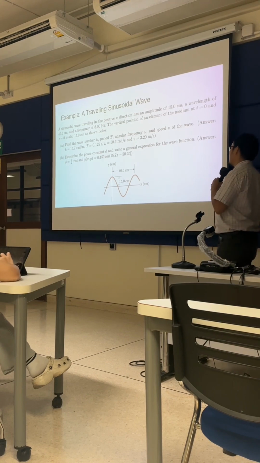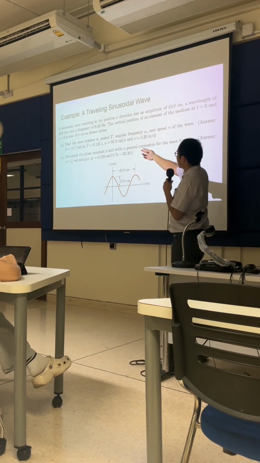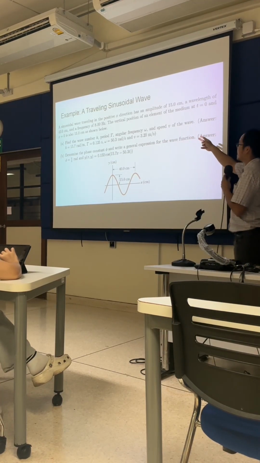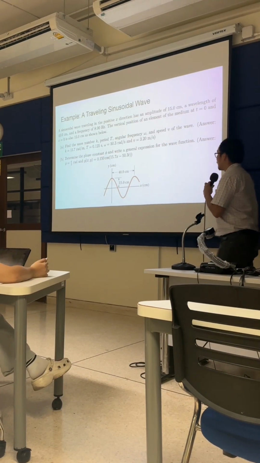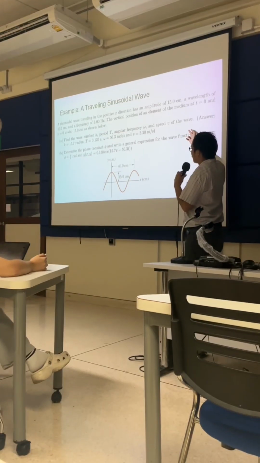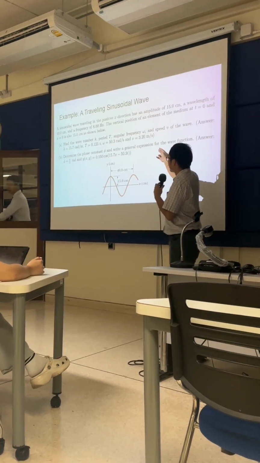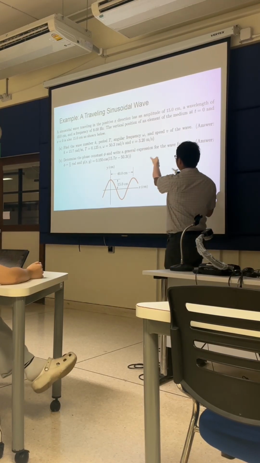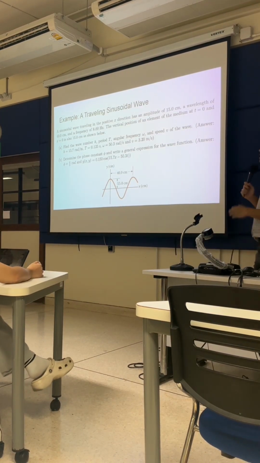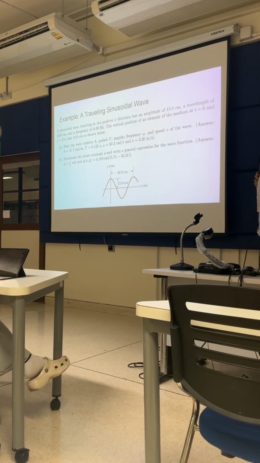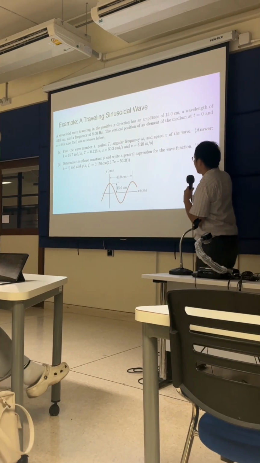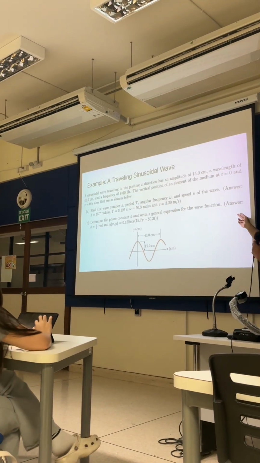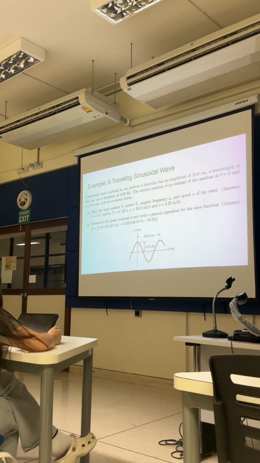Now, for part A, we just want to find the wave number k, the period T, the angular frequency omega, and the propagation speed v of the wave. This should be quite straightforward. Then for part B, we want to find the initial phase and then write down the wave function. So why don't we take like 5 or 10 minutes to work out this one and then see what we get. These are the answers, so you can cross-check with what you get.